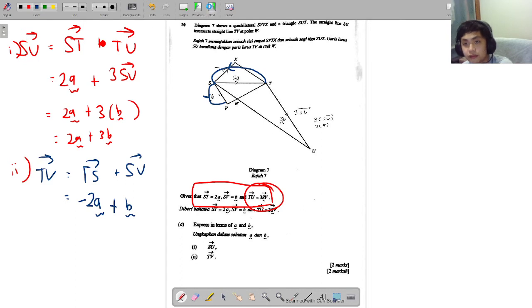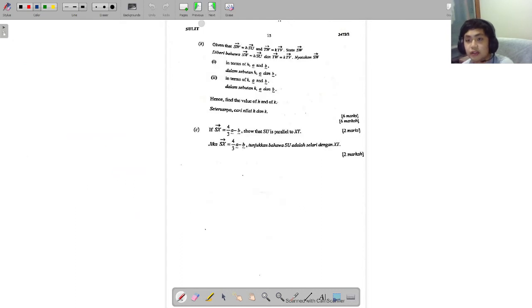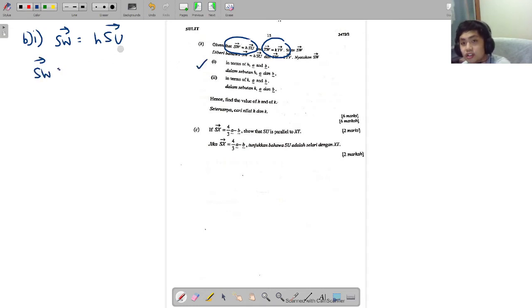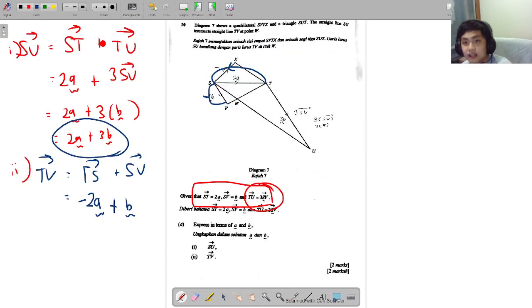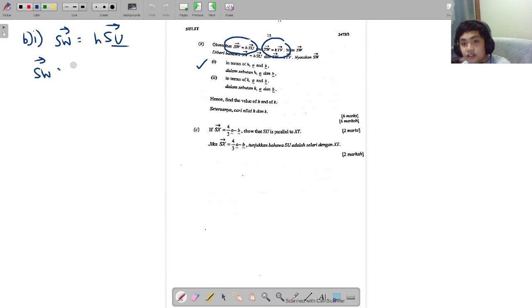Okay. So next part, given that SW equals h SU and TW equals k TV, state SW in terms of h, a, b and k, a, b. Sure, so we can work with what they gave us, right? So I'm just going to copy down what they gave us, just the first part first. SW equals h SU. This one answered my first question because this one got h. So SW, I'm not going to touch, but I know that SU from the previous question I already counted as this, so I can just put it in very fast. So it's just h times 2a plus 3b.